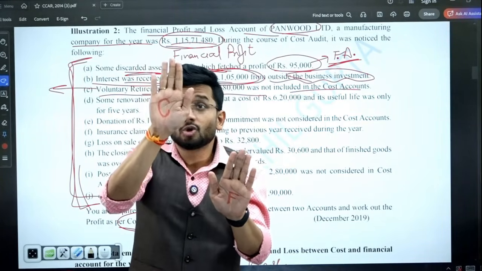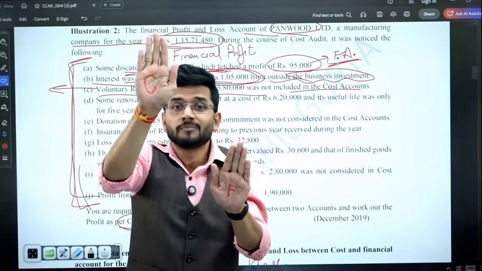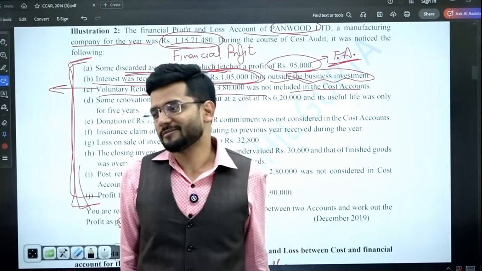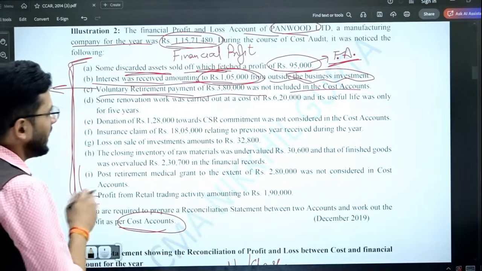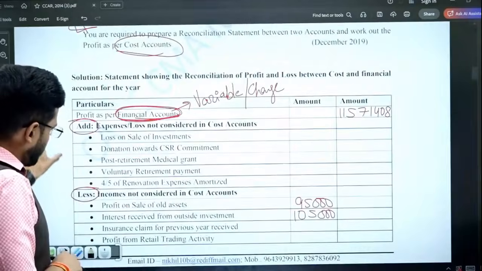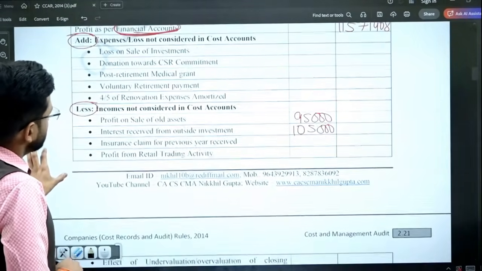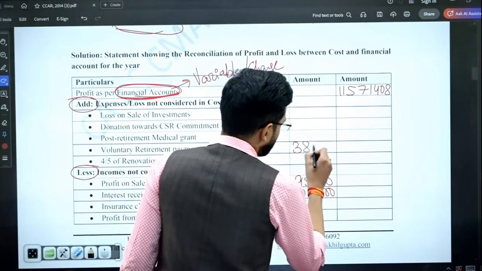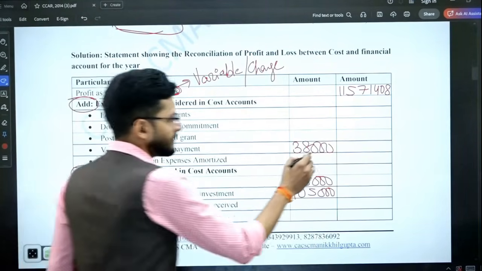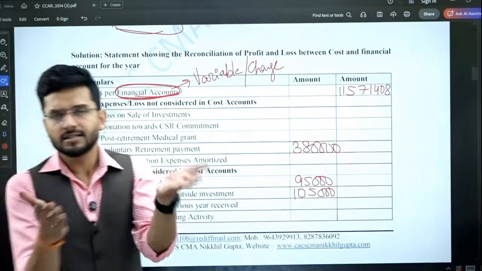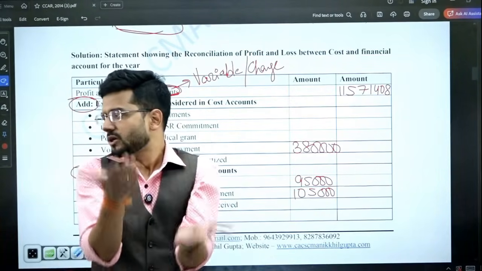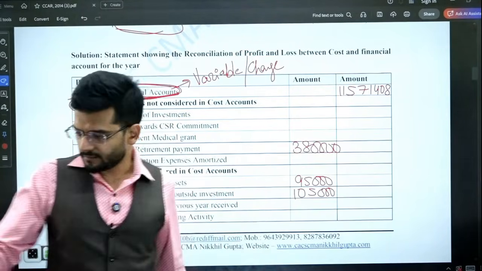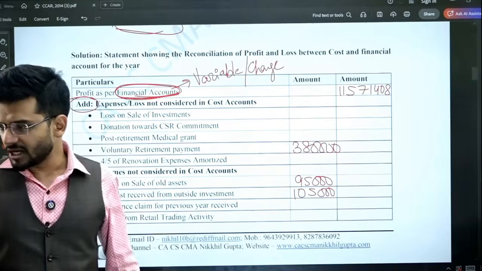Should I reduce the costing profit? No. Costing profit hand is frozen. It cannot be moved. So what should I do? Add to financial profit. We need to add this amount in financial profit. Okay. So this treatment will be add. Amount is 3,80,000. Add voluntary retirement payment. This should be added. 3,80,000. This is a very easy method, guys. In the examination also you can do like this. It's a very easy method of ascertaining whether to add or less. Okay. Do you find it easy? Please write in the chat box.